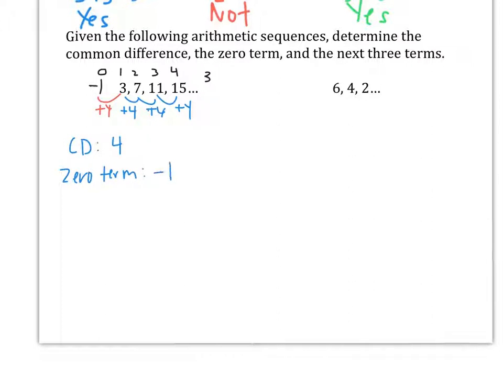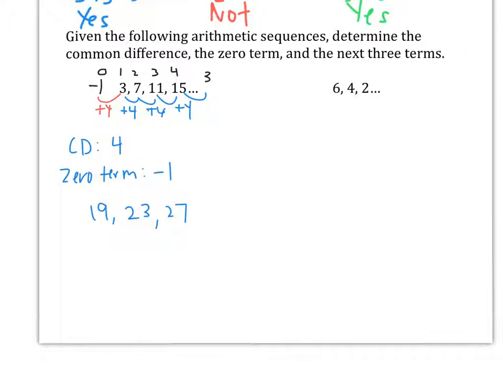is negative 1. Now the next three terms, if we continue this on, we're adding 4, excuse me. 15 plus 4 is 19. 19 plus 4 is 23. And 23 plus 4 is 27.